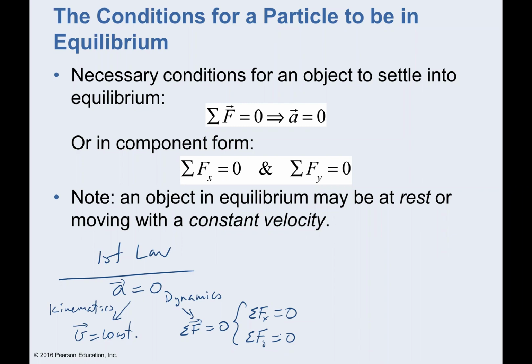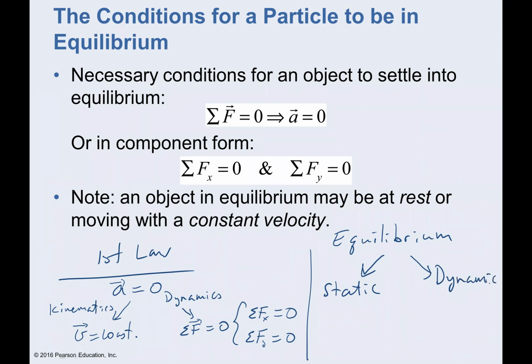One of the things we can do is break down equilibrium itself into two categories: static equilibrium and dynamic equilibrium. Again, do not confuse dynamic equilibrium with Newtonian dynamics. Remember, equilibrium is the condition of no acceleration in the system because there are no forces, or all the forces cancel each other. But you can have two conditions.